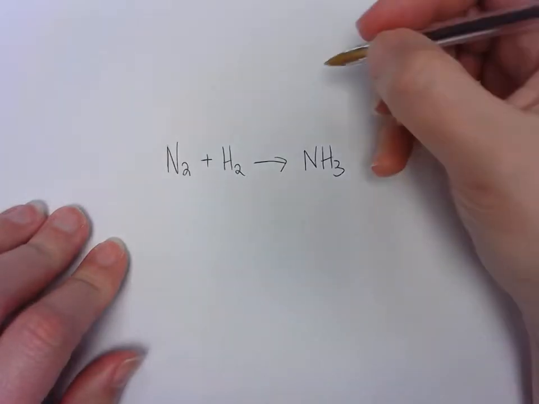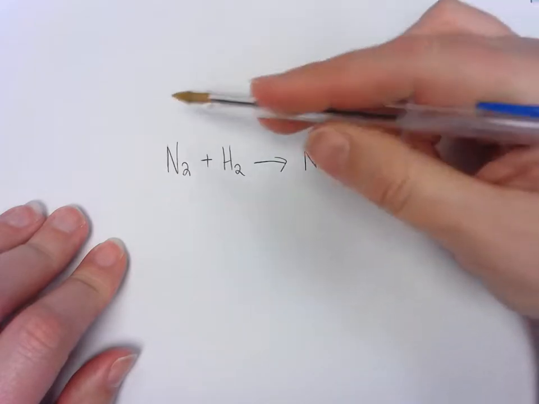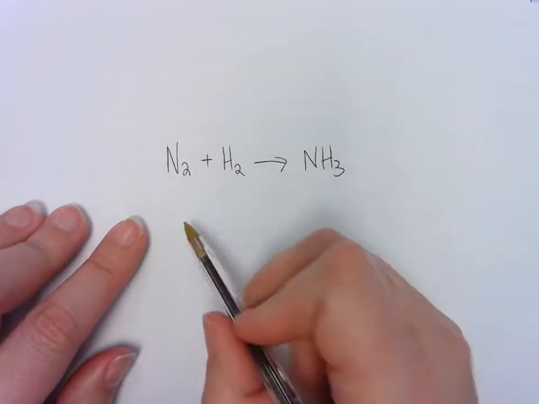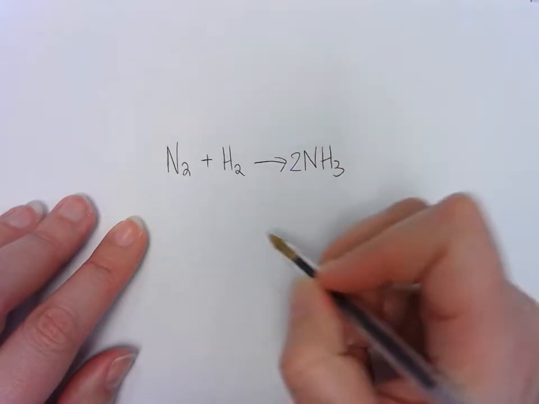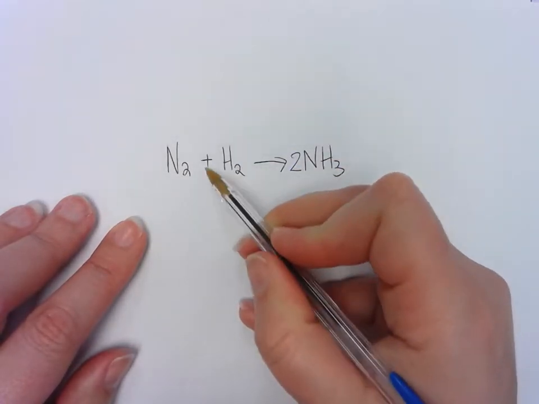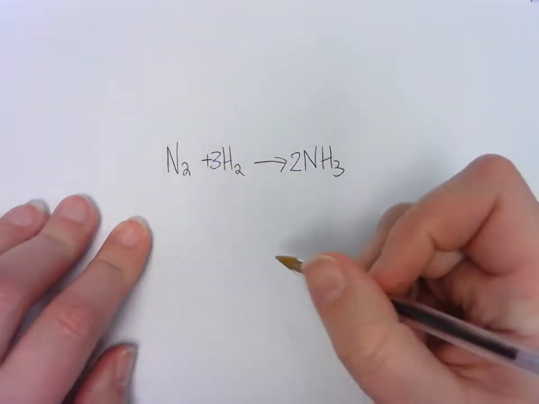Let's take a few minutes to talk about what this equation can mean when it's balanced. First of all, we see that it is not balanced. We have two N's here, so we will need a 2 here. We have two H's on the left, and on the right we now have 6, so we're going to put a 3 in front of the H2.